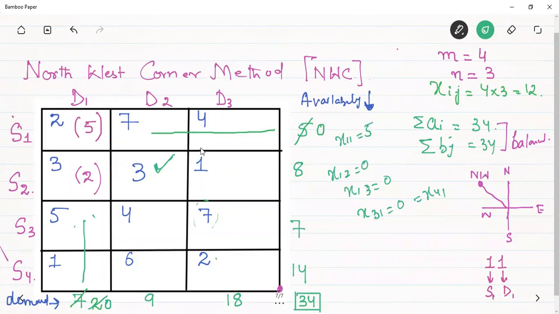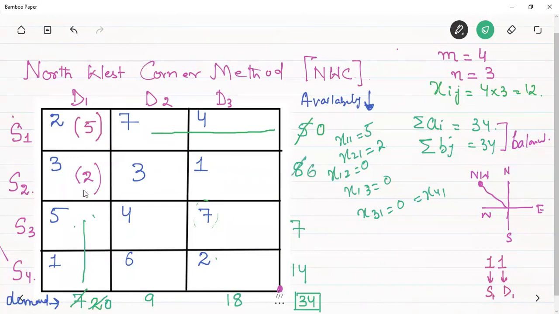Similarly x21 means source 2 to destination 1, how much will go? That is 2 units. Okay, now tell me, how much supply is left at source 2? 6. Very good, it is 6. The supply of source S2 was 8, 2 units it has given away to destination 1. Now the supply here is 6.